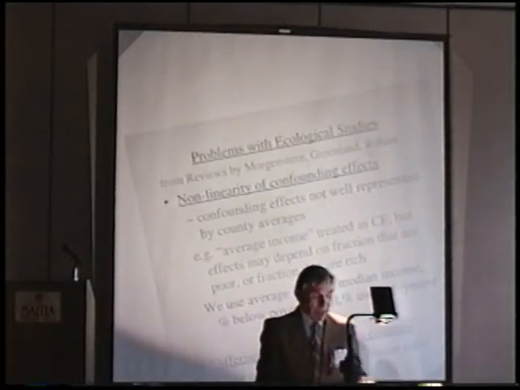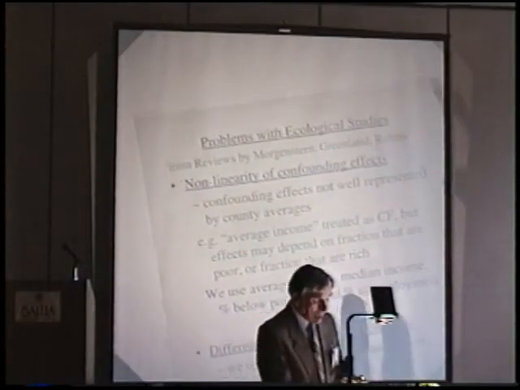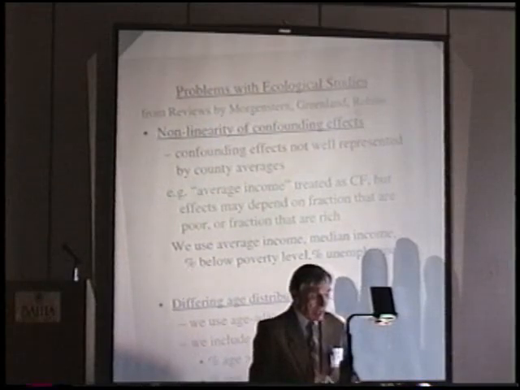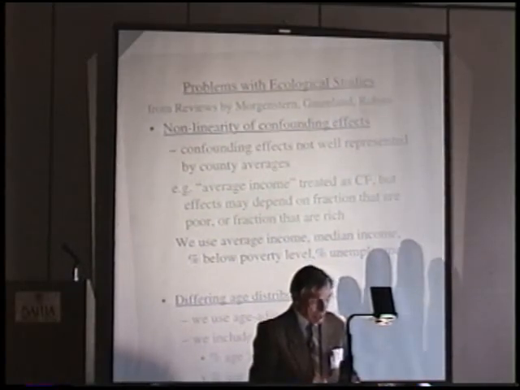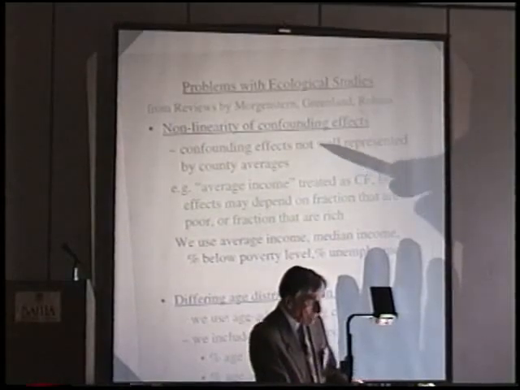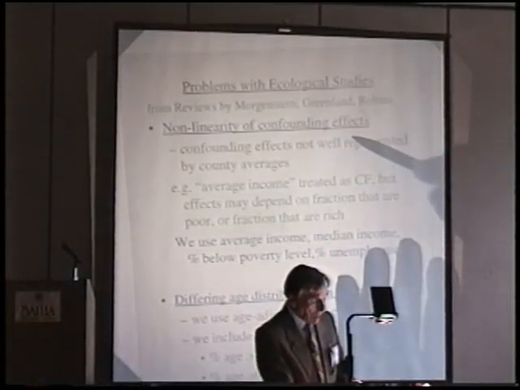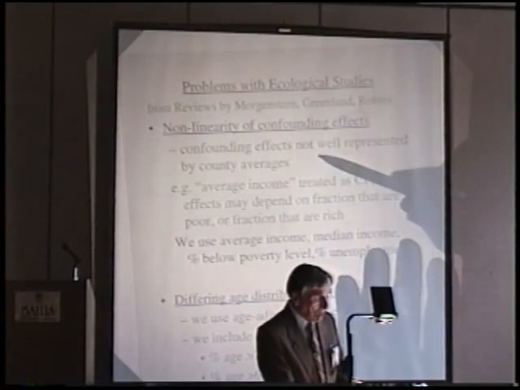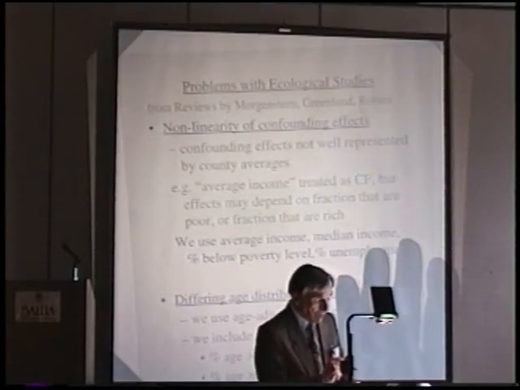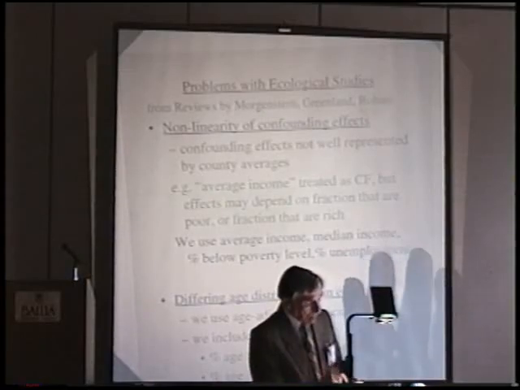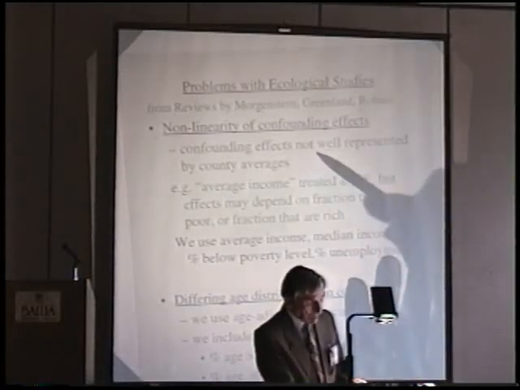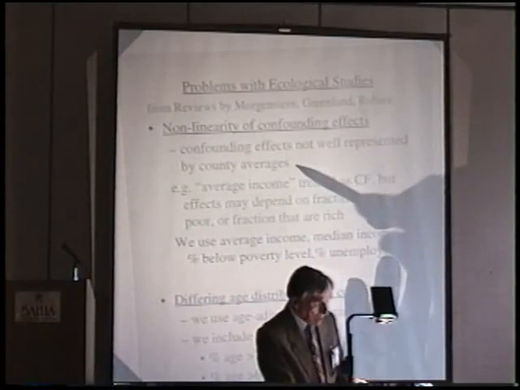I did pay a lot of attention to problems with ecological studies here. There is a substantial literature on this, aside from the ecological fallacy. The most important one is what's called nonlinearity of confounding effects. It's sort of like the ecological study applied to confounding factors. The point is that confounding factors are not well represented by county averages.